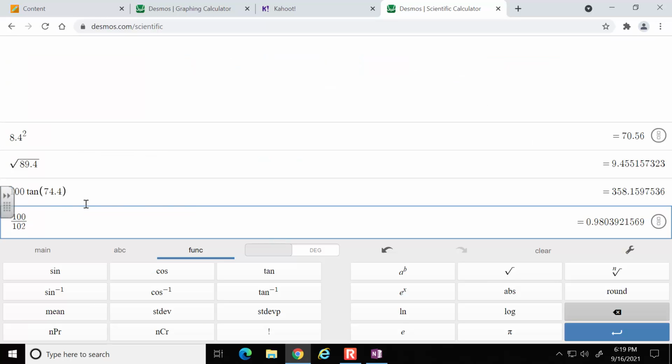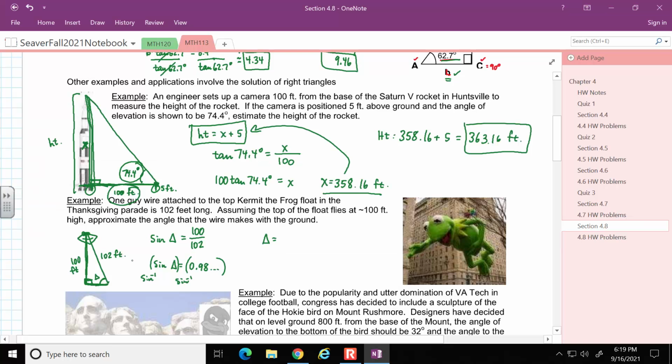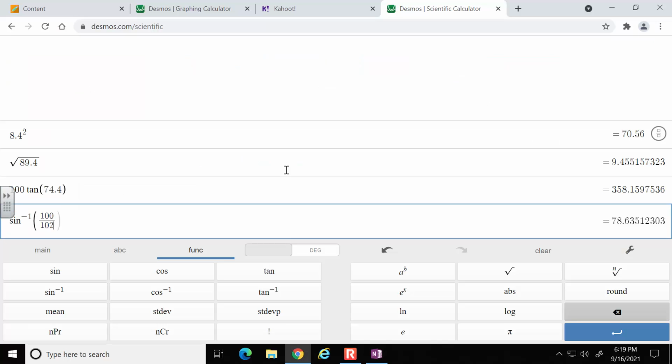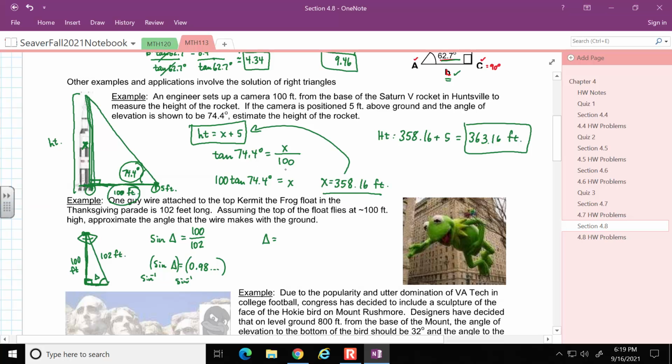So if I take the inverse sine of that decimal there, which I just deleted, I get 78.64 degrees. Okay? So is there a question on that one? Okay. All right, so let's move to the next.